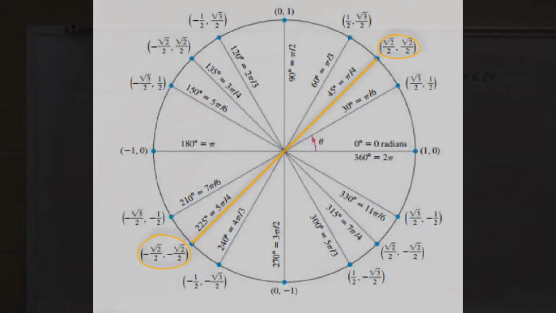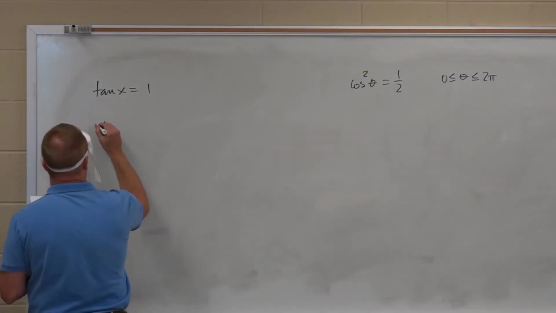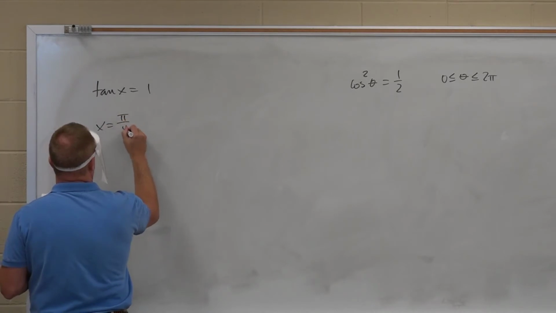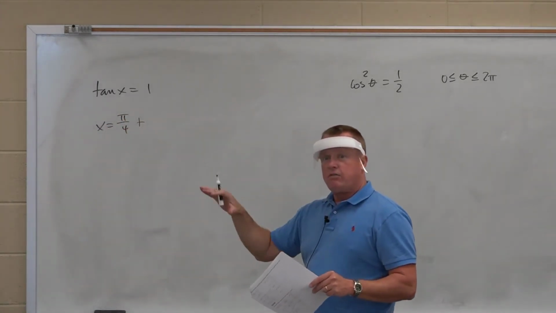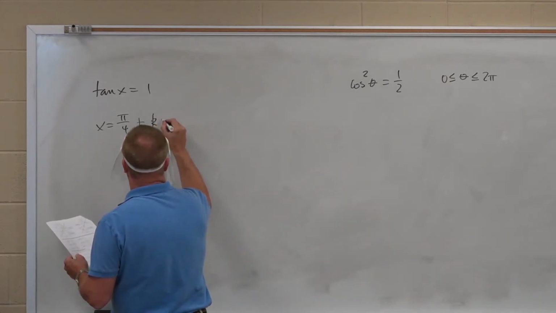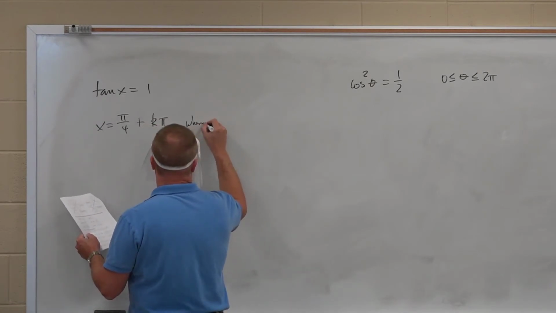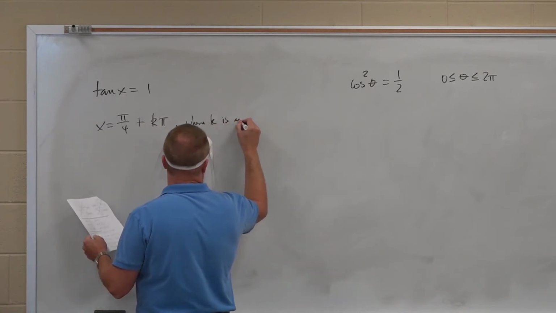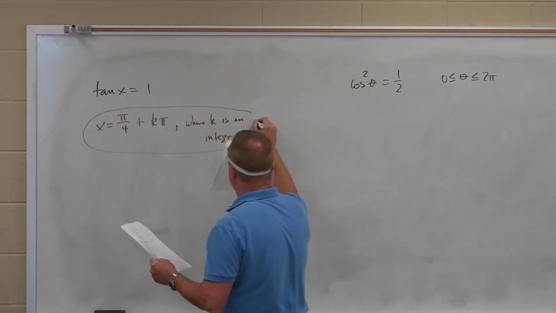So to write the answer, I would say x equals pi over 4, and then like I said, the period of tangent is pi. That's how long it takes for a whole cycle. So I would just say plus k times pi, where k is an integer. Okay, questions about that?